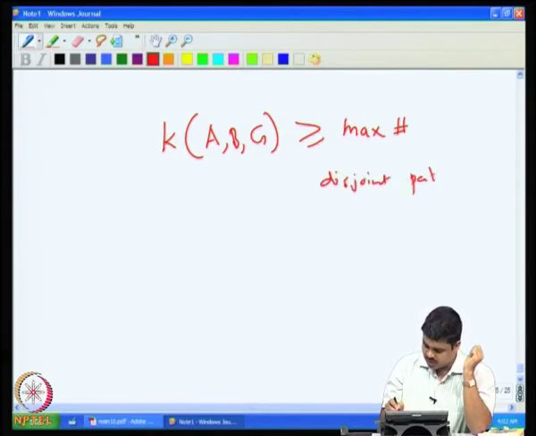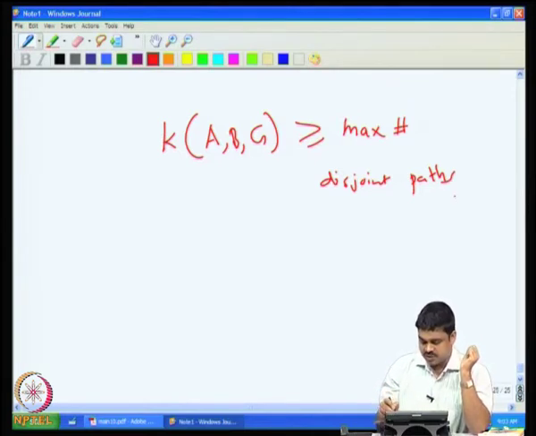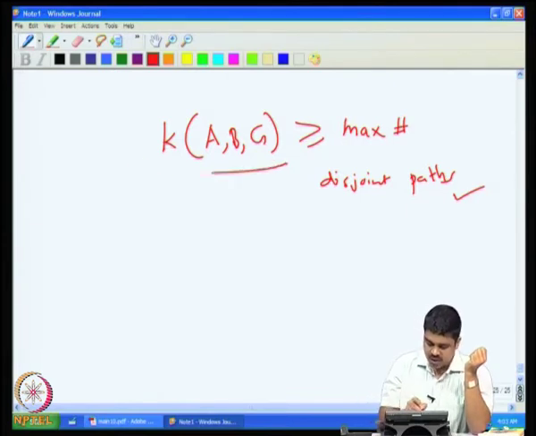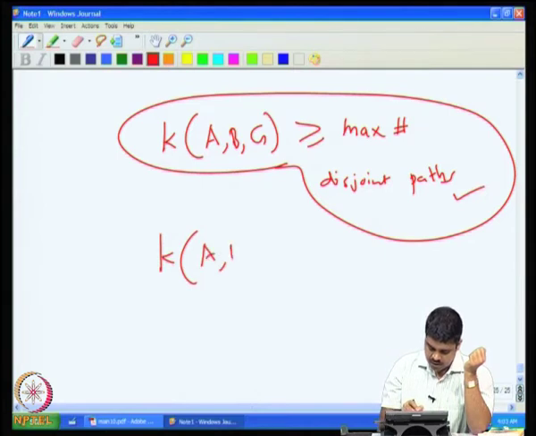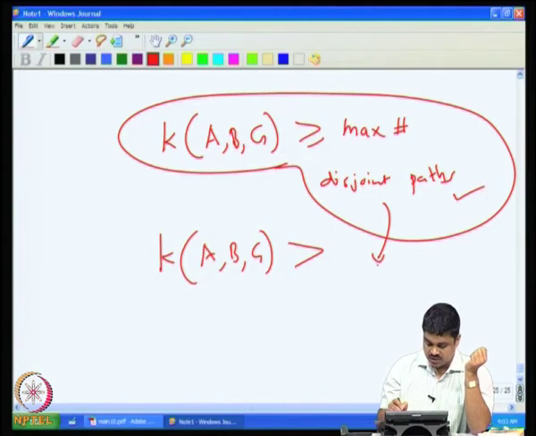Why? Because you have to remove at least one vertex from each of the disjoint paths. Otherwise, at least one of the paths will remain as such. How can we disconnect A from B without removing at least one vertex from each path? So this is true. The only thing we have to make sure is that the minimum separator being strictly greater than this quantity is not possible, is what we want to show.